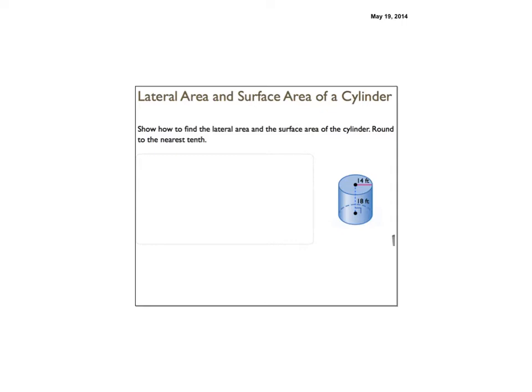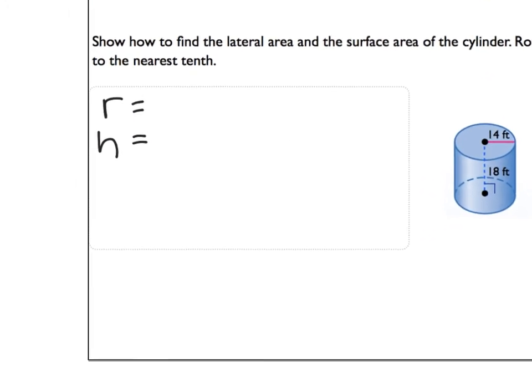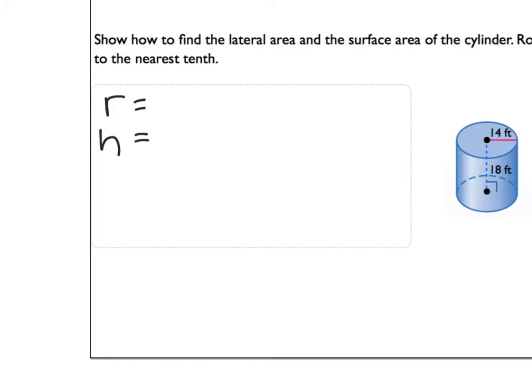All right, so let's find the lateral and surface area of the cylinder. So the pieces that we need here are the radius and the height. Now be careful when you see the radius or diameter drawn in, you want to make sure you're only looking at the radius. Here we only see that halfway line drawn in, so we do know we are talking about the radius, so that is 14. The height is the distance between the bases, and that's 18.